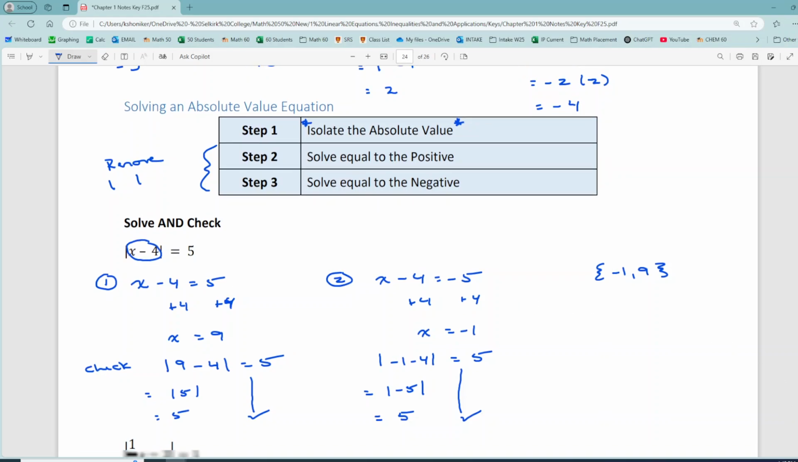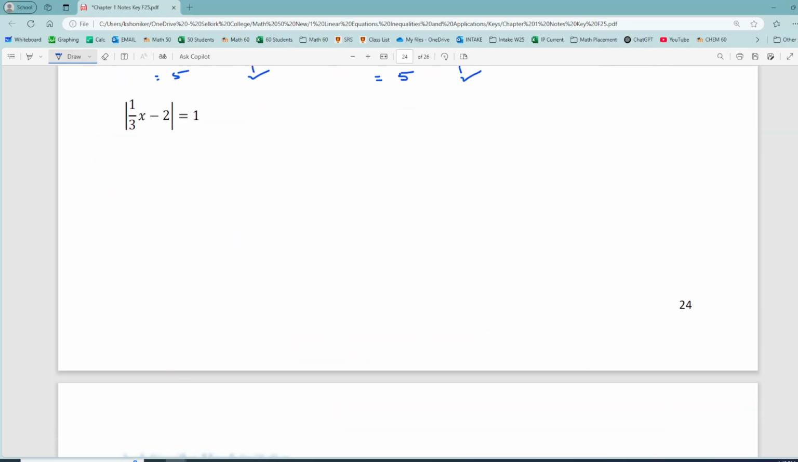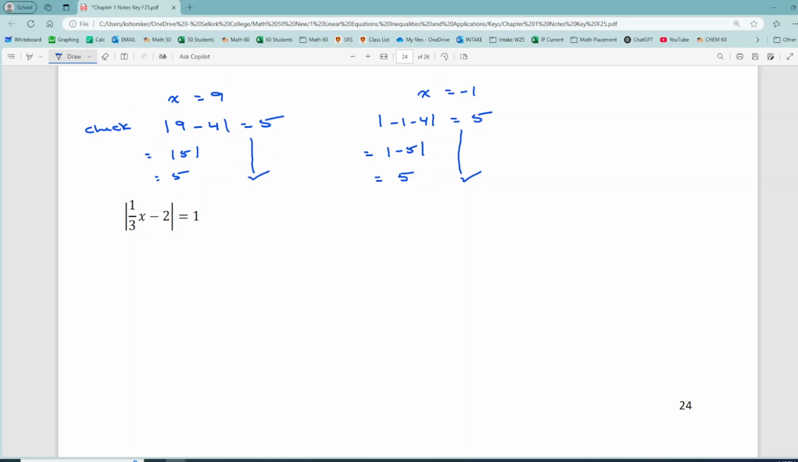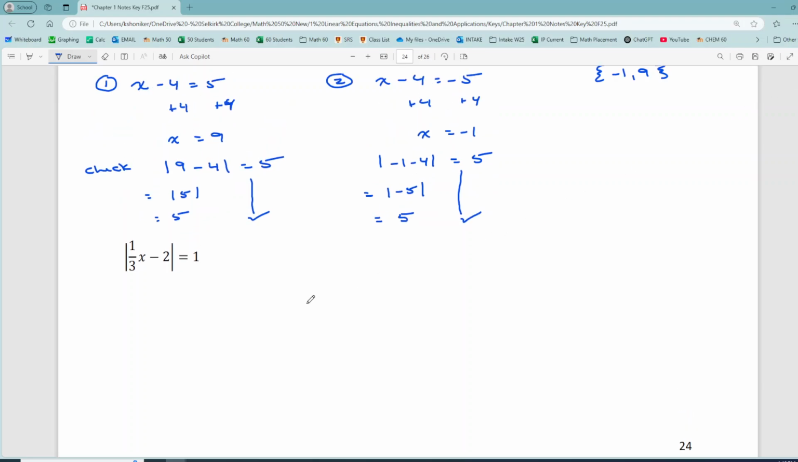So now that I've done this one, I want you to pause the video and try this next one on your own using the example above. Step number 1, isolate the absolute value. Done. So you're moving on to removing the absolute value signs by 1, solving it equal to the positive, and 2, solving it equal to the negative. Okay, go ahead.